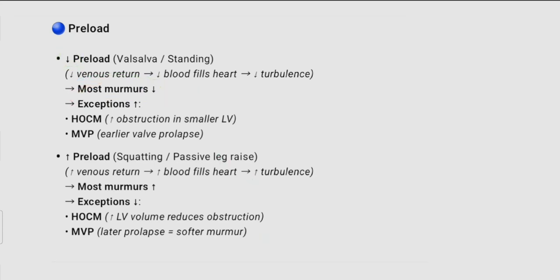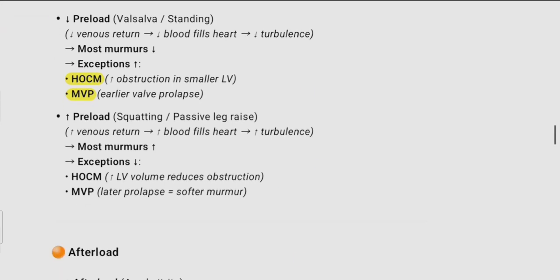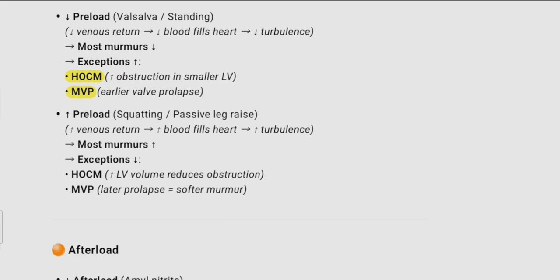Now what are the exceptions? Remember just the exceptions, HOCM and MVP, where they are increasing. The same thing, if preload is increasing, you're going to have the murmurs increasing, and the exceptions are going to be HOCM and MVP. But in the exam we might get confused, as silly as, what is after A, B, C, is it D or E? Your brain doesn't really work in the exam at all. So for us to not get confused, let's learn what they are going to ask you in the exam. They're going to ask you the exceptions, so let's learn the exceptions.